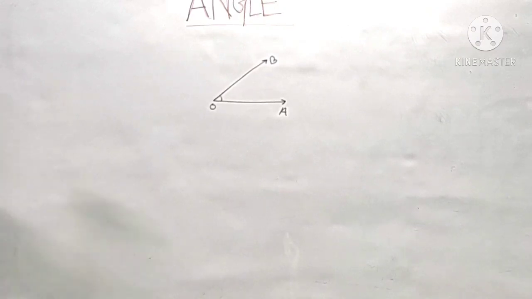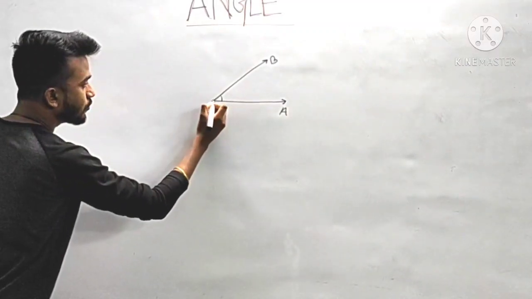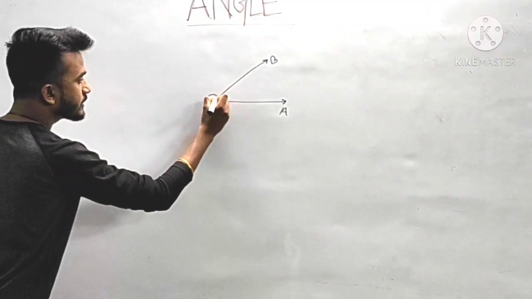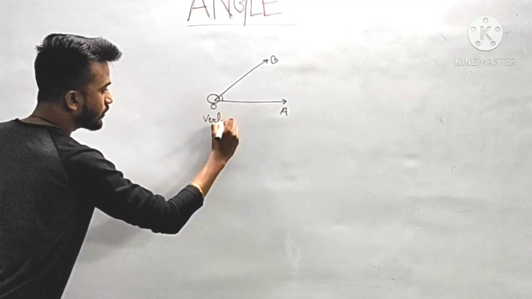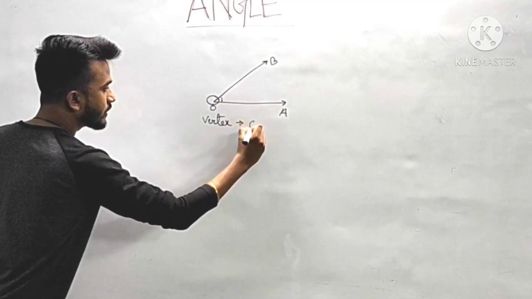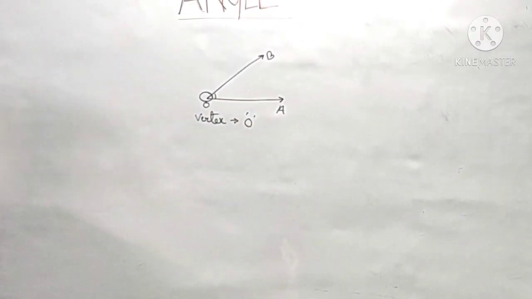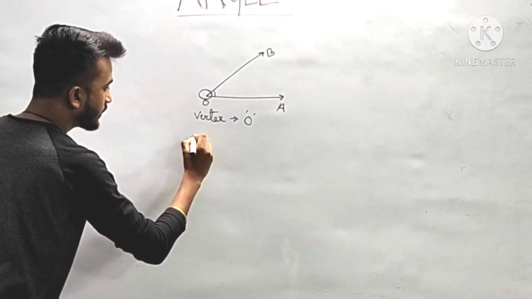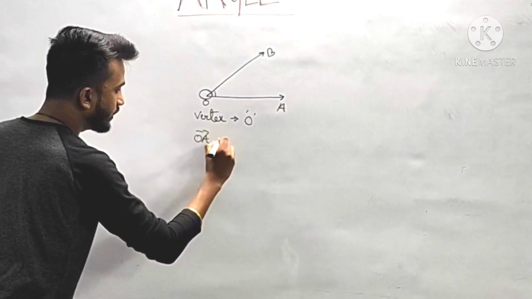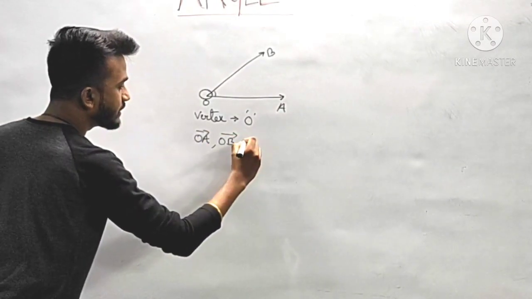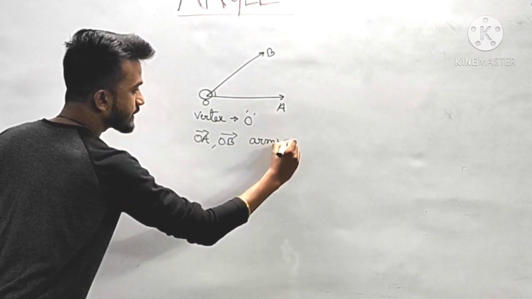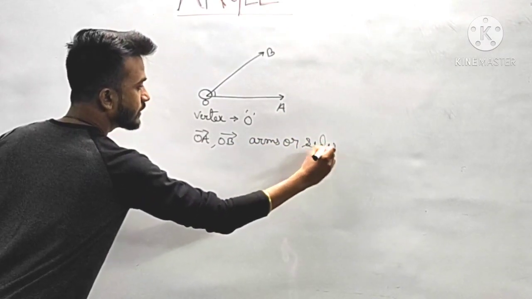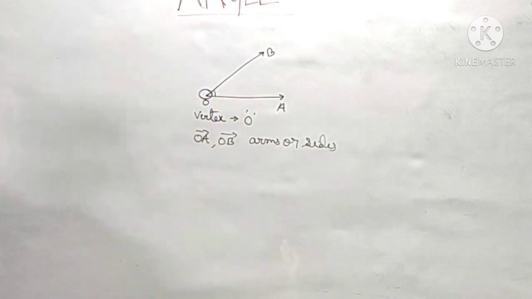Now you see the common endpoint that you are watching here, this O, is known as the vertex. Here O is the vertex. Now what are OA and OB here? Rays OA and OB can be called arms or sides. This common point O is the vertex, and OA and OB are the rays here, which are known as arms or sides.